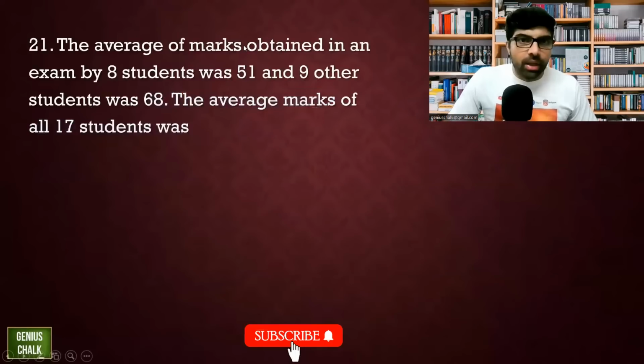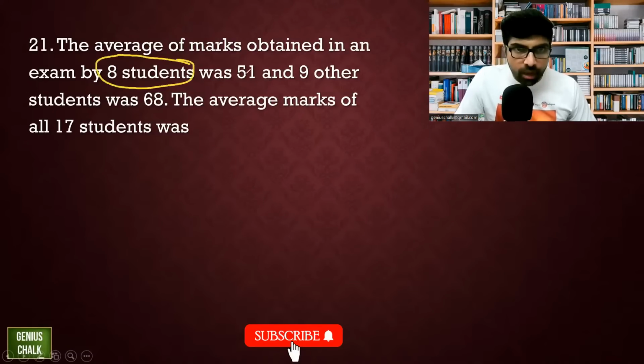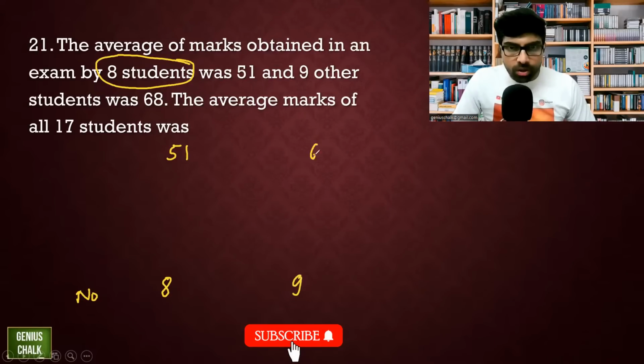All right, next one. The average of the marks obtained in an exam by 8 students was 51. Now, please make sure it is 8 students. There are 8 students, and their average marks was 51. And 9 other students, their average was 68. I need to find the combined average of all.